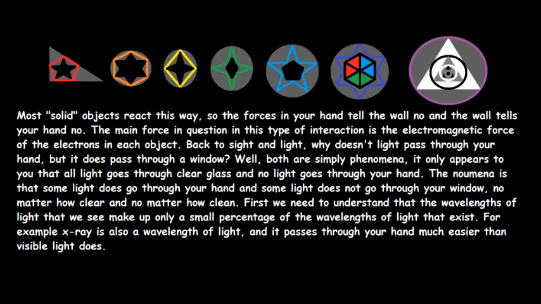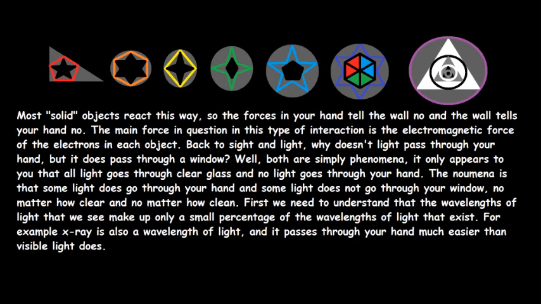Why doesn't light pass through your hand, but it does pass through a window? Well, both are simply phenomena. It only appears to you that all light goes through clear glass and no light goes through your hand. The noumena is that some light does go through your hand and some light does not go through your window, no matter how clear and no matter how clean.